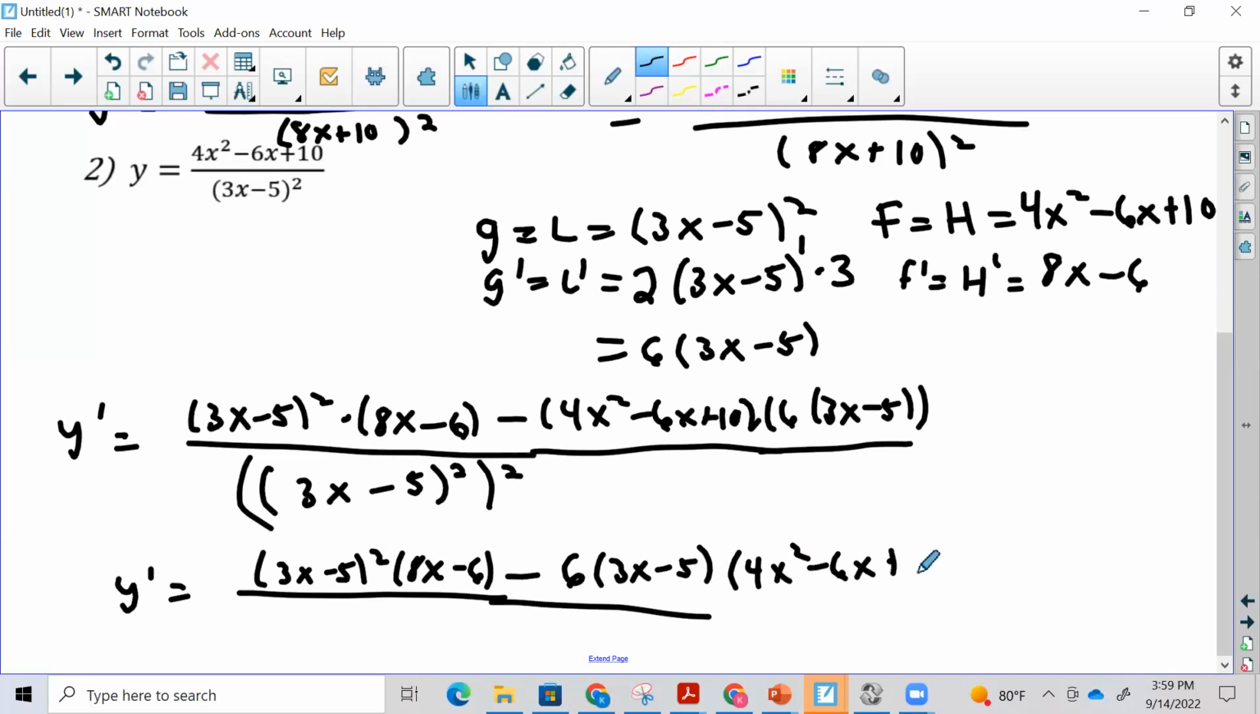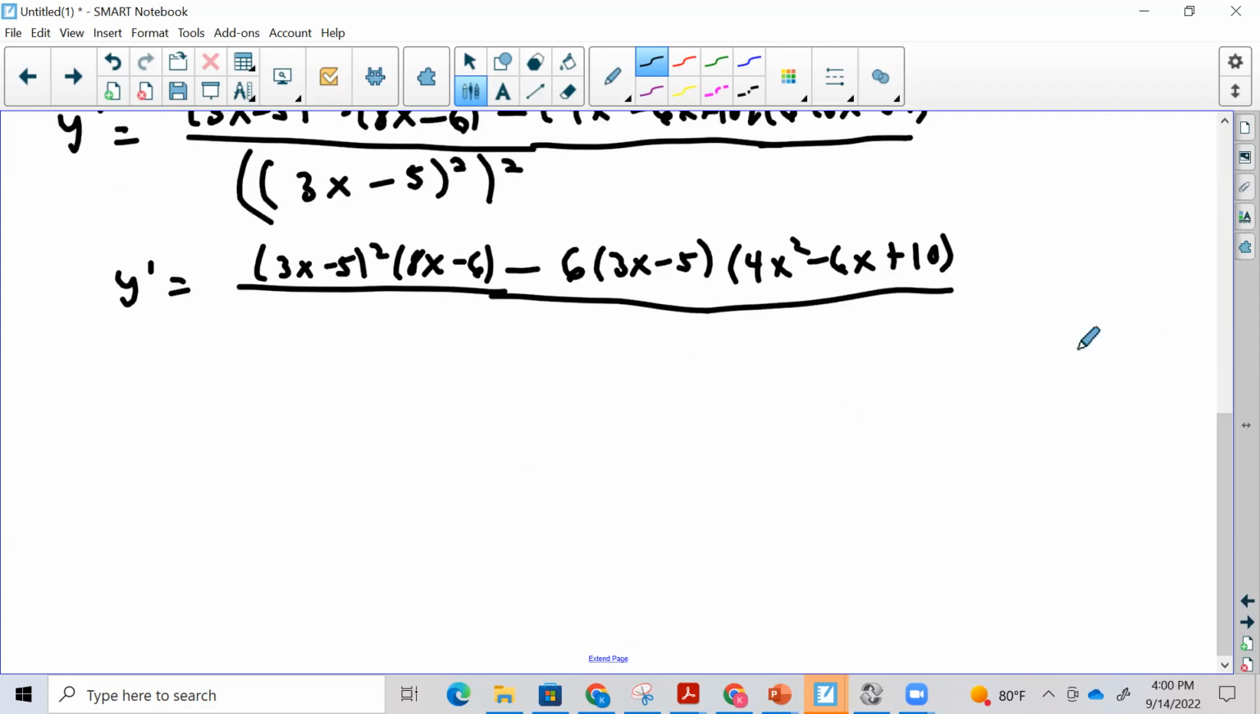Okay. And you don't have to distribute. Just be careful: if you do distribute, you only distribute it to one set of the parentheses, not both. And then if I have 3x minus 5 squared, well, when I raise an exponent to an exponent, I multiply. So it'd be 3x minus 5 and then 2 times 2, which is 4. Okay, and that's fine as a final answer. So that's a little bit more practice with the quotient rule.